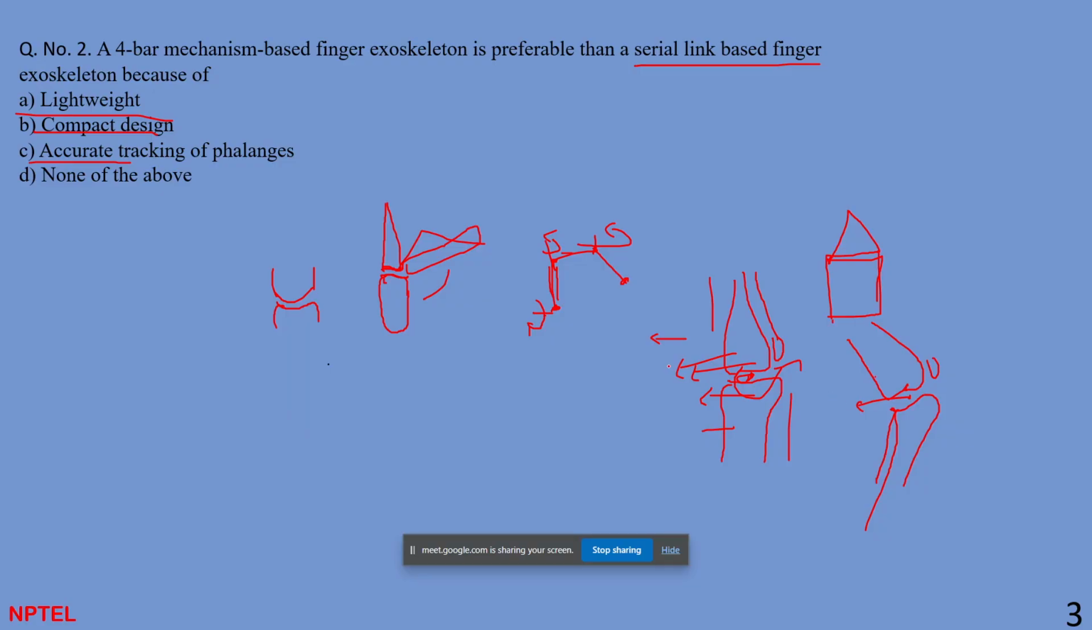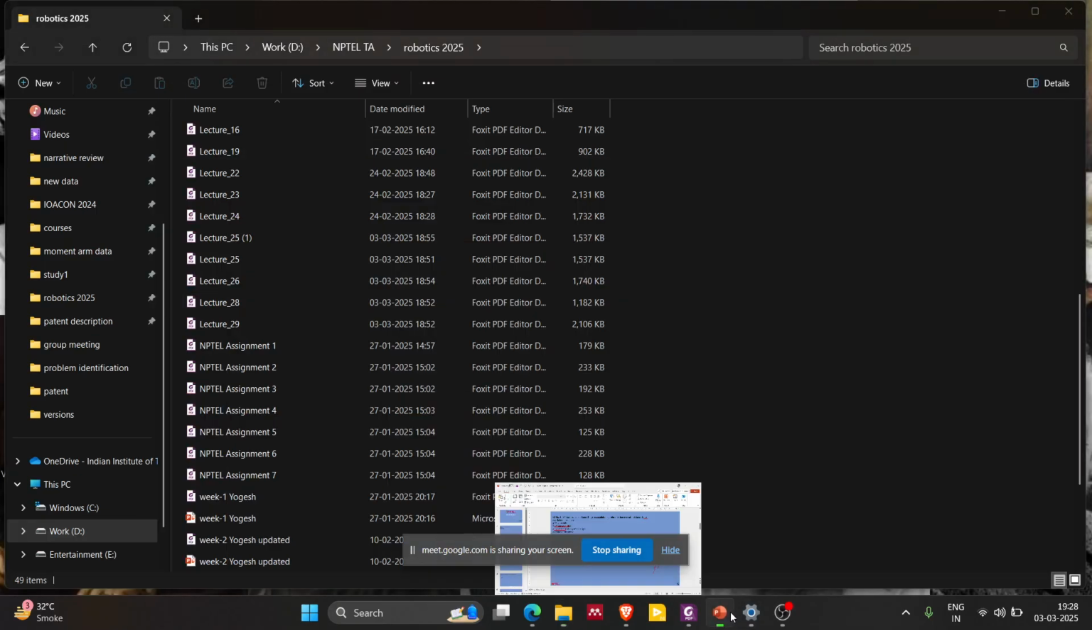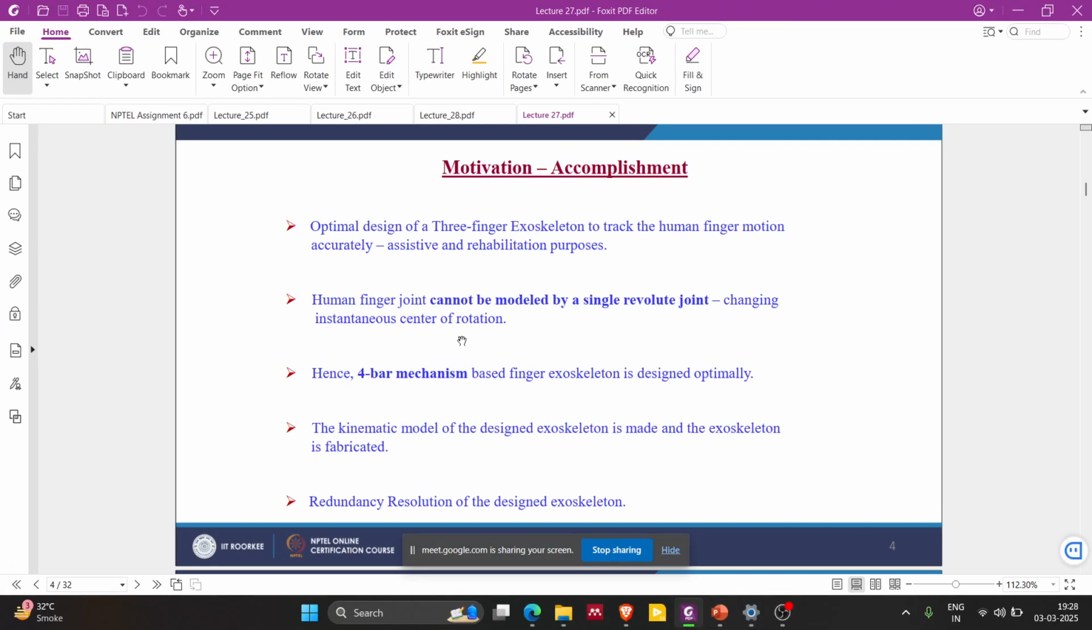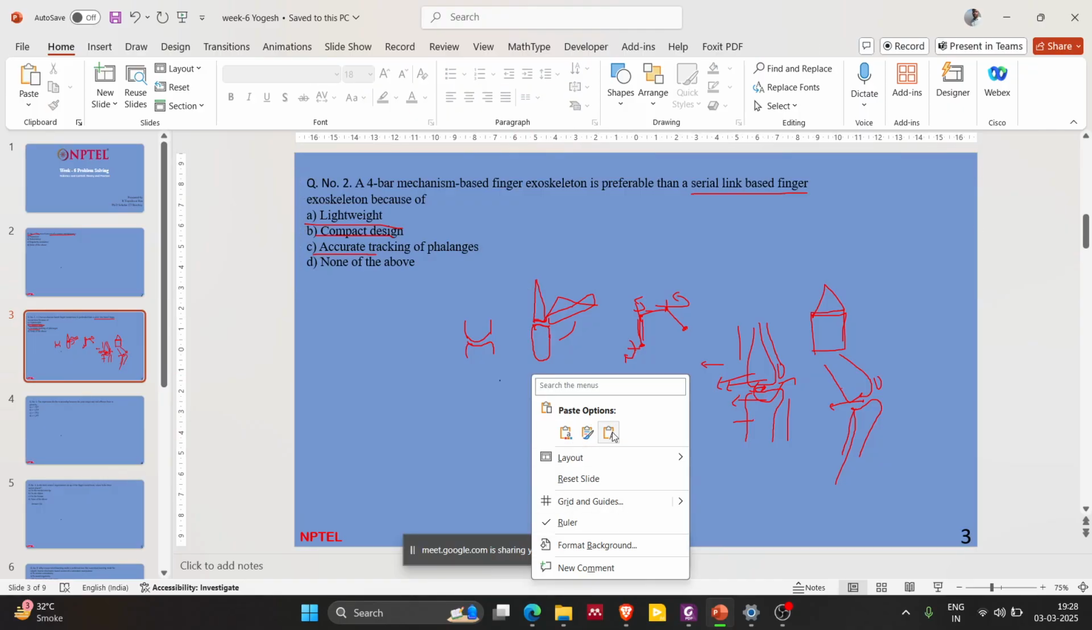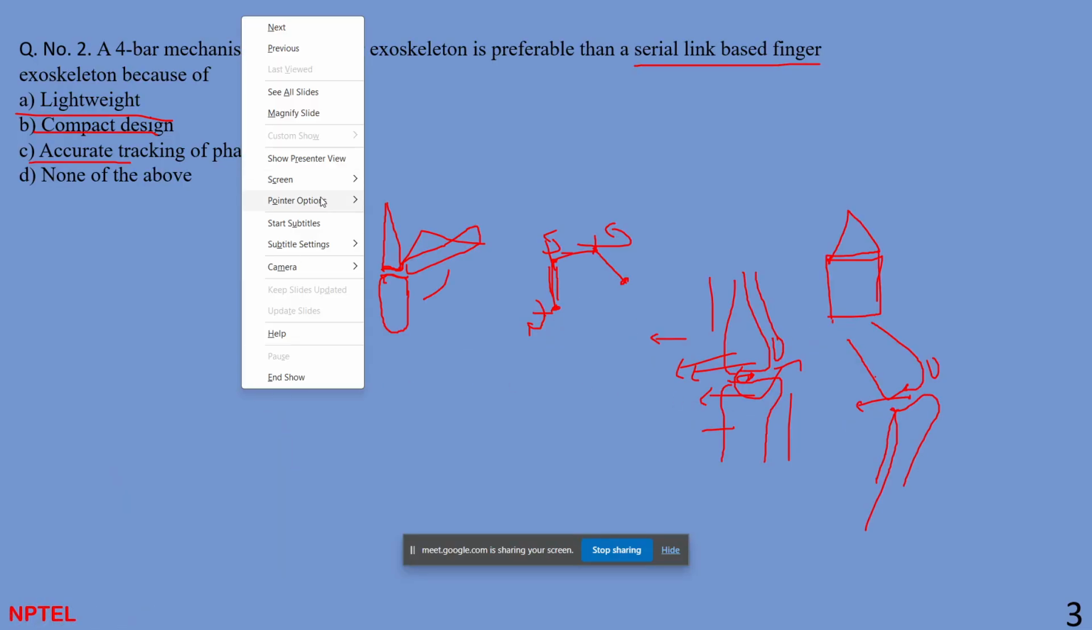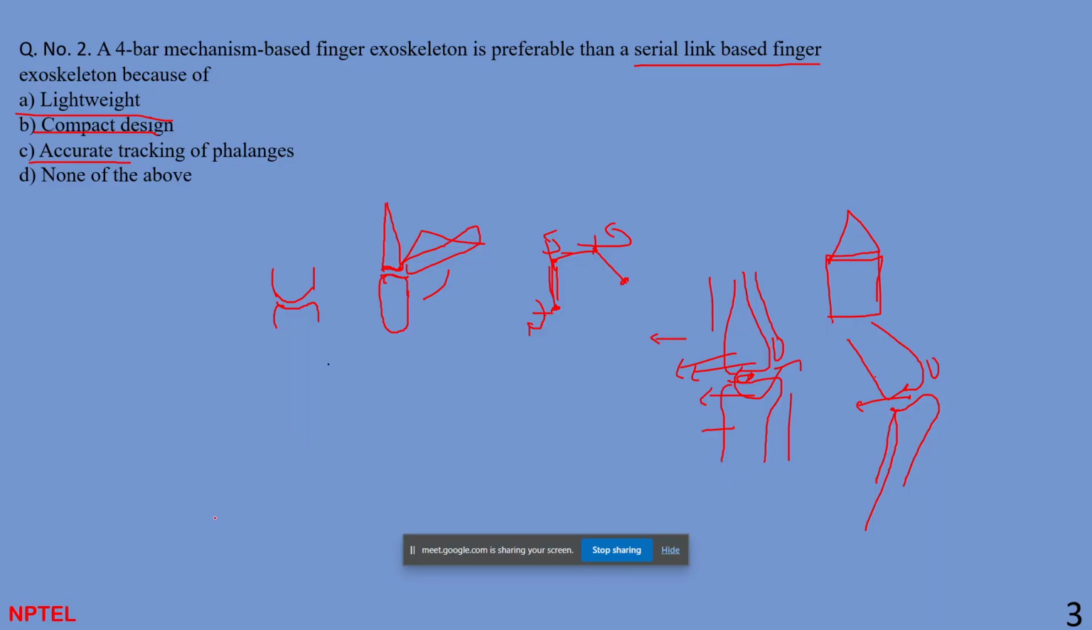So that's what Professor Felix was trying to tell here. In the finger also you will find this kind of thing. So it cannot be modeled by a single revolute joint because the instantaneous center of rotation changes. Hence, a four-bar mechanism based finger extension is designed. That's why they designed a four-bar mechanism, because a four-bar mechanism always changes its center of position, right? I need to explain this part also, but let's leave it here.